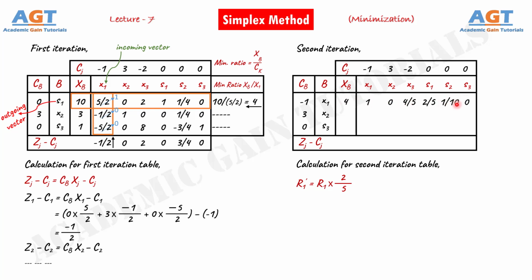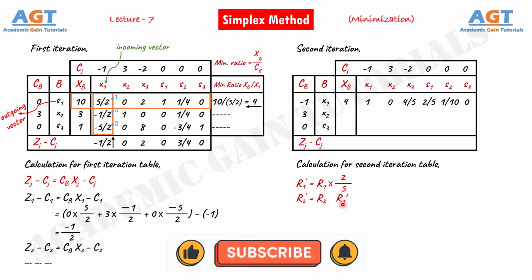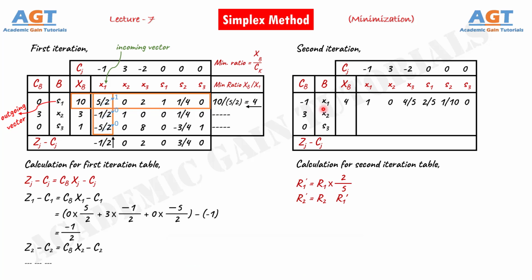Now, we have to fill the second row, R2 dash. To calculate R2 dash, we have to take the R2 row from the previous table, and R1 dash from this new table. Then we have to do a row operation between R2 of previous table, and R1 dash from this new table, so that we get 0 in this position. So, we have to obtain 0 in this position in new table.